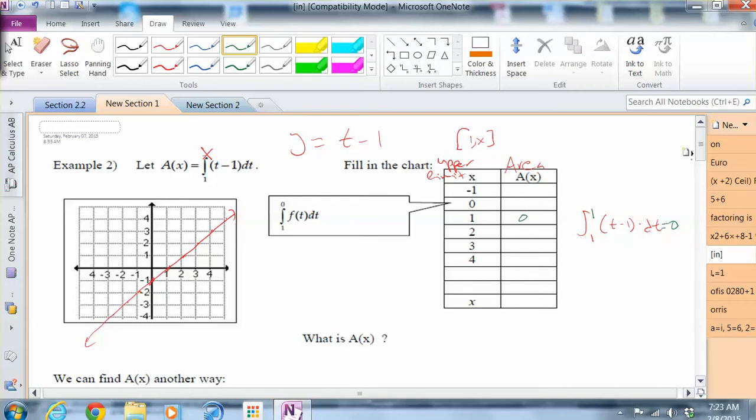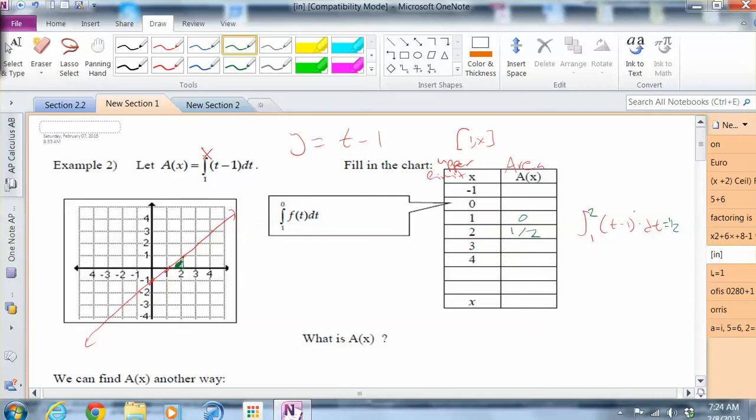But what if I'm integrating from 1 to 2? Looking at this region right there, that's going to be a right triangle with base of 1 and height of 1. Remember, the area of a triangle is 1/2 times base times height. So that's going to be 1/2.